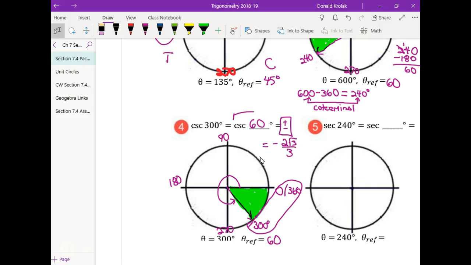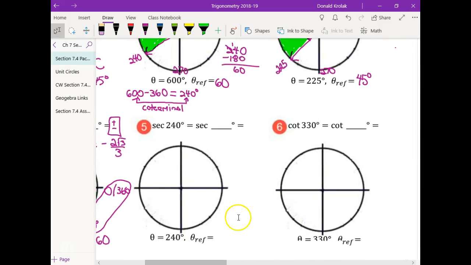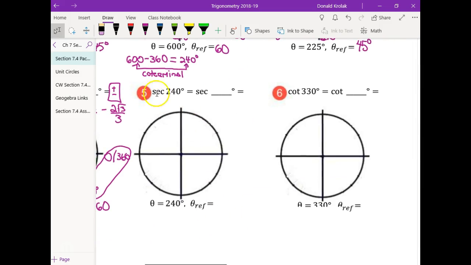Now, if you did that on your calculator, guys, you're going to get the decimal equivalent of that. All right, let's see. Secant 240. Okay, so you guys go ahead and do these two. Secant of 240 and cotangent 330. And let's see how we did.